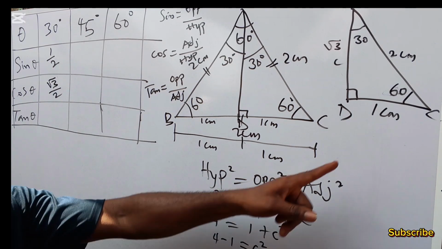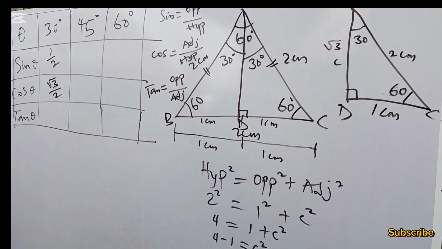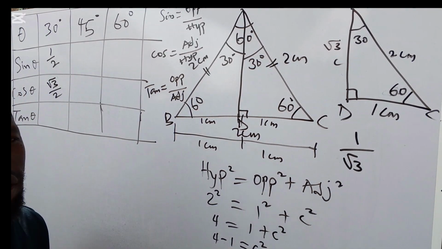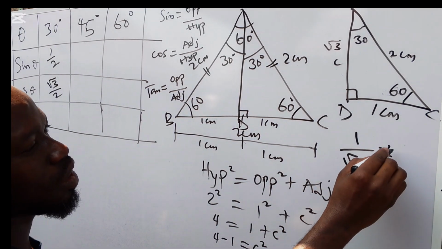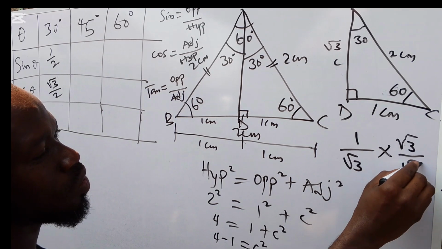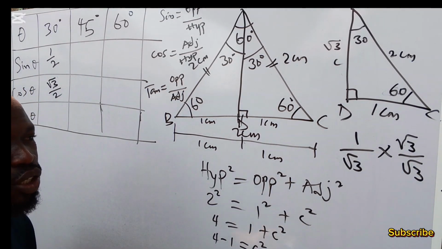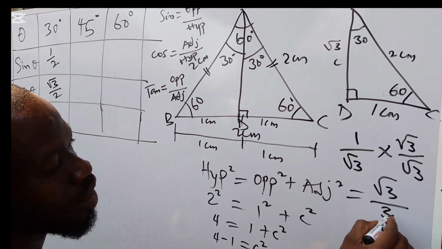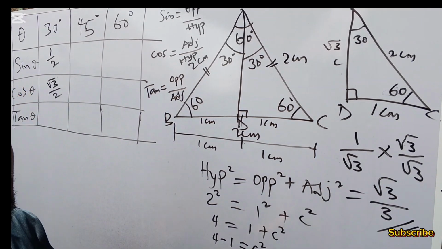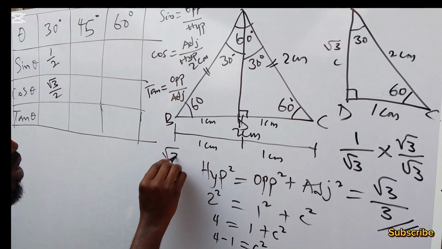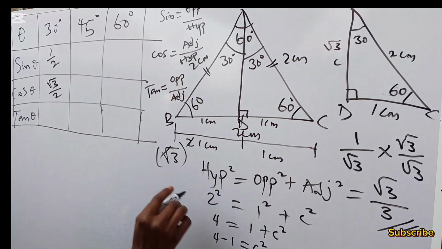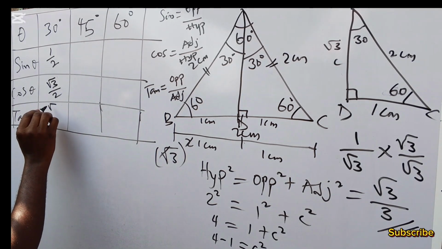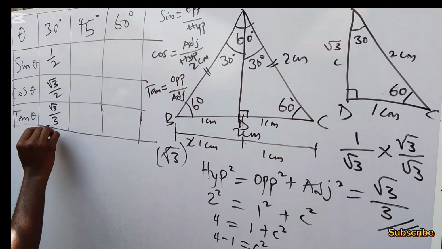Then tan 30 is opposite over adjacent, which is 1 over root 3. You have to rationalize this, which is times root 3 over root 3. That is another topic in surds. So when you do this, you are going to get root 3 over 3, because root 3 times root 3 is root 3 squared, and root 3 squared will be 3. So tan 30 is root 3 over 3.